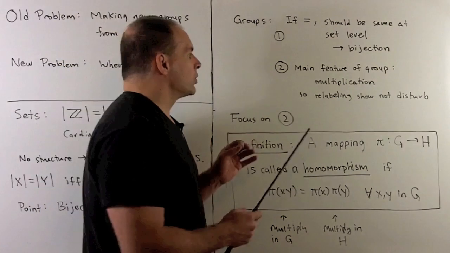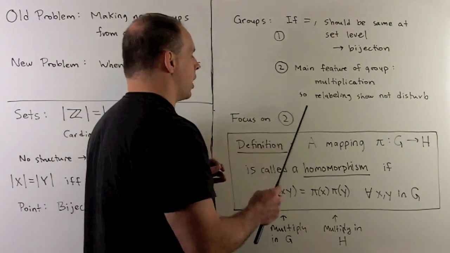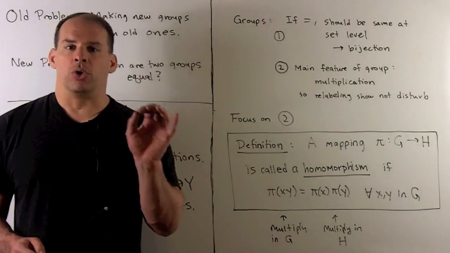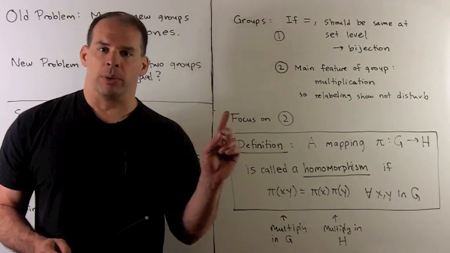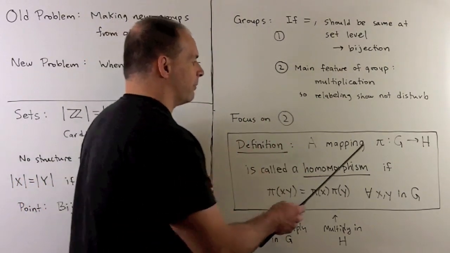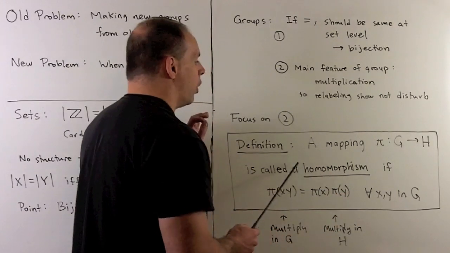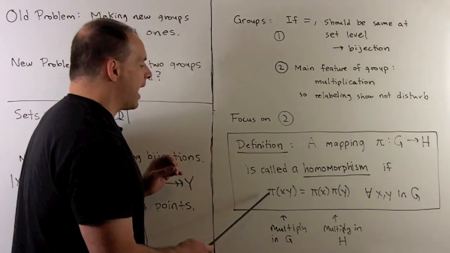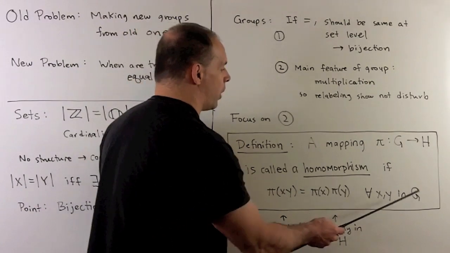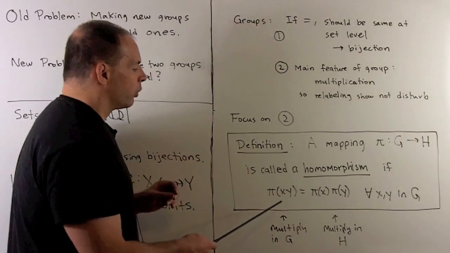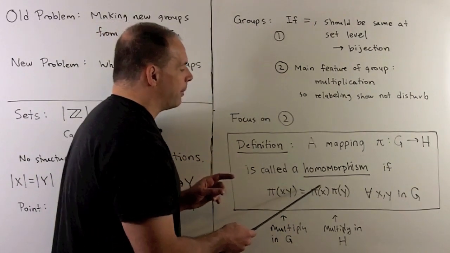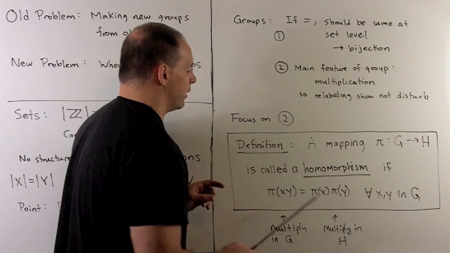Now, we focus on the second part for this talk. So, if we have a map from one group to another that preserves a multiplication, we call that a homomorphism. So, we have pi going from G to H, a homomorphism, if pi of xy is equal to pi of x times pi of y for all x and y in G. So here, we're multiplying in G, then applying pi. Here, we apply pi and then multiply in H, and then they're equal.